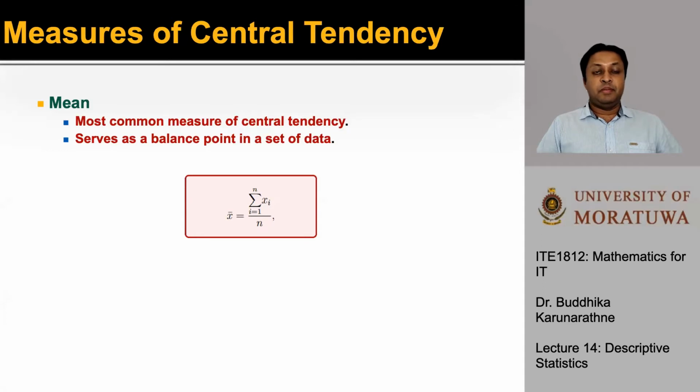Take first the mean, which is the most common measure of central tendency. This mean serves as a balance point in a set of data. Mean is also called the average. So how do you find the average or the mean? You add up all the values and divide that sum by the number of values. That is what is given in the equation on this slide. It is usually denoted as x bar, where the random variable is x, and x bar denotes the mean of the data set.